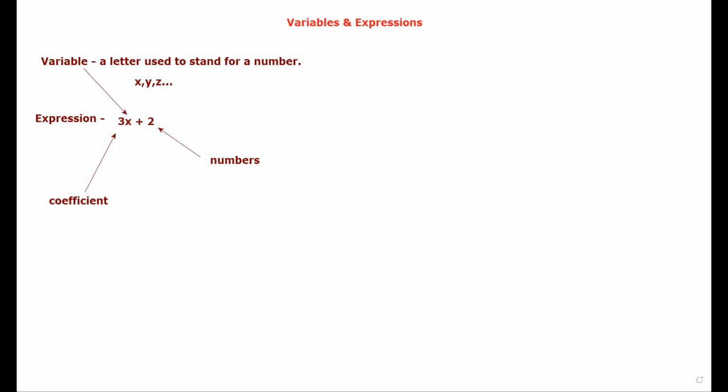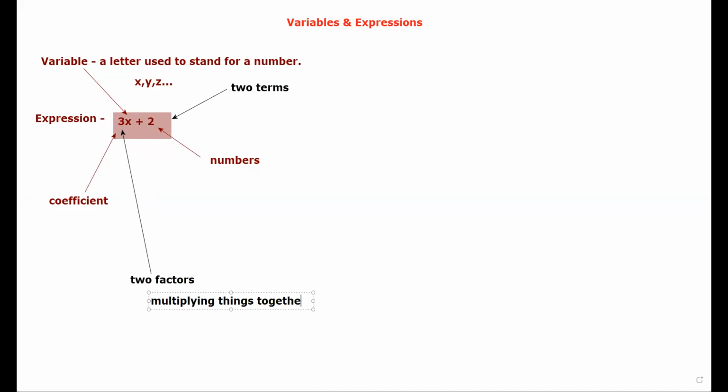And you have terms. So these consist of two terms being added together. Two terms. So that's also important. And this here consists of two factors. Factors are when you're multiplying things together, and terms can be when you're adding or subtracting things together.